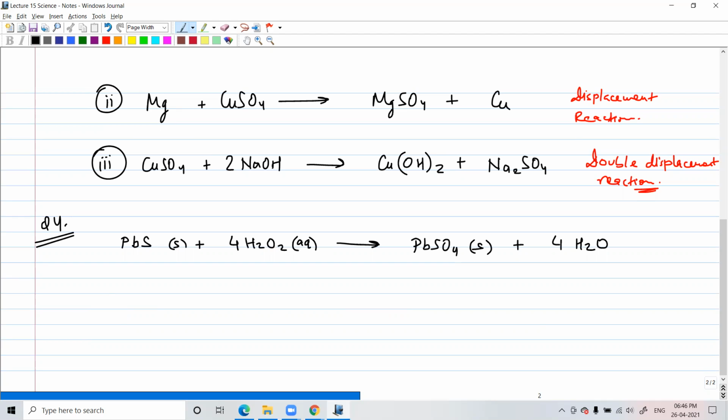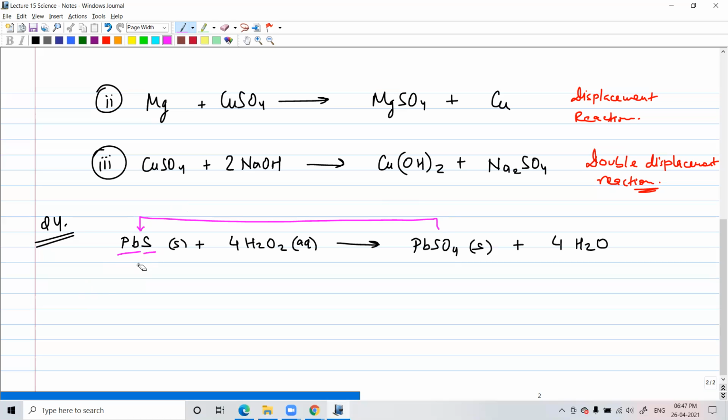Sir, PbS got oxidized, sir. Okay, so Manoj says PbS got oxidized to what? PbSO4, sir. PbS is getting oxidized to PbSO4. Okay, what would be the name of this thing? PbS means what? Lead sulfide, sir. Yeah, Pb is lead, okay? We read it as lead.